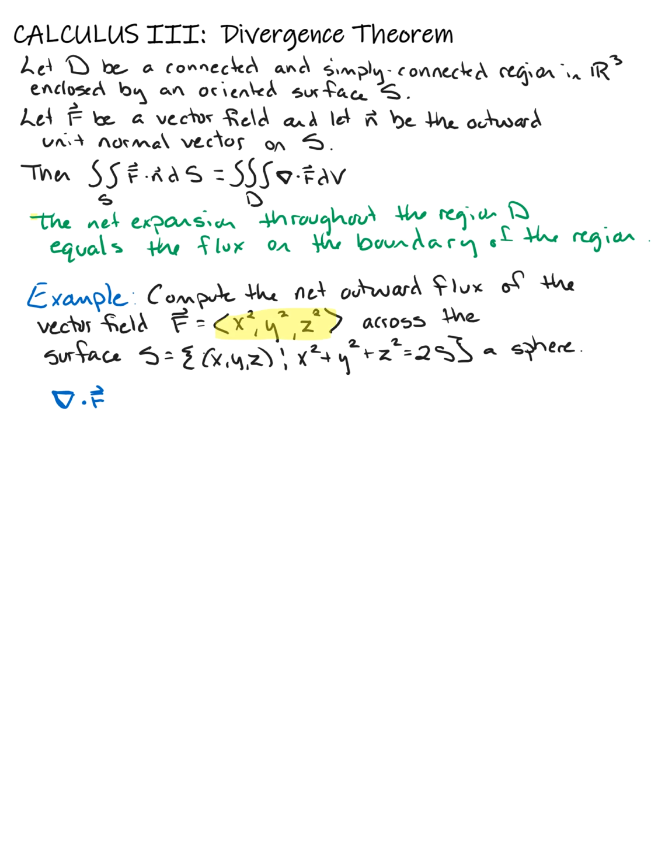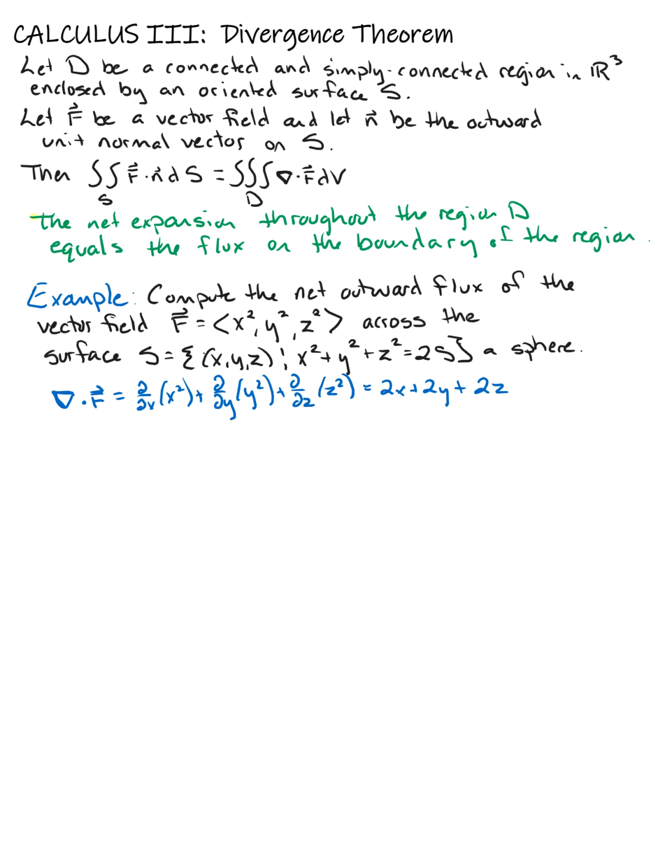Again, I can write this out in notation just as a reminder. This is telling us to take the first partial with respect to x of the first piece, plus the first partial with respect to y of the second piece, plus the first partial with respect to z of our third component, which gives us 2x plus 2y plus 2z. All right, so that's going to be our integrand.